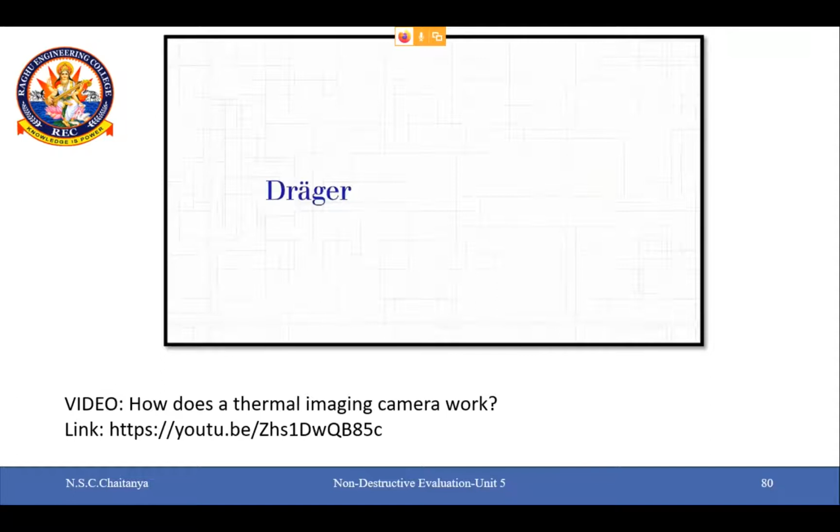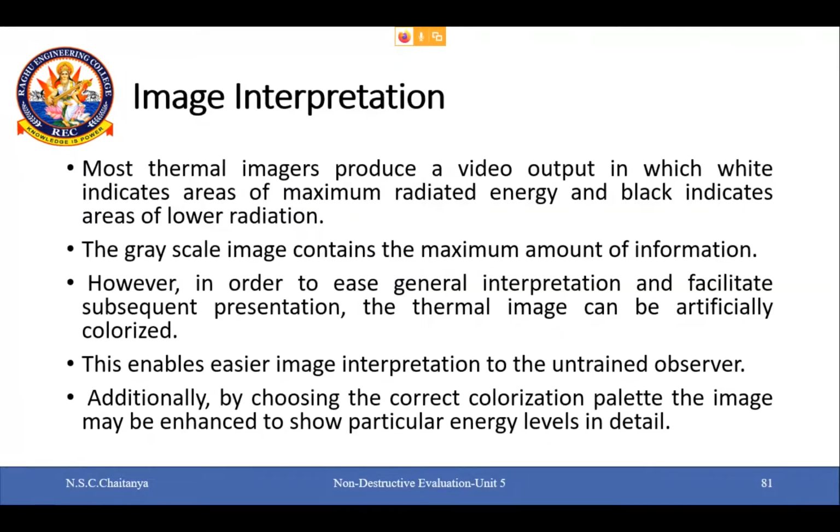Slide number 81. So we have seen how the image is captured by your IR device. Let us see how the image is interpreted. Most thermal imagers produce a video output in which white indicates areas of maximum radiated energy and black indicates areas of lower radiation. So generally whenever your thermal imagers capture an image or a video, the output will be only in black and white.